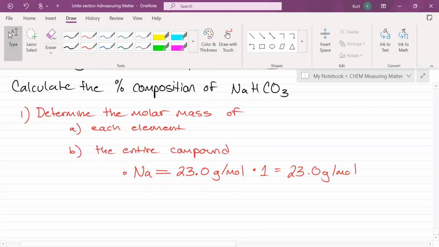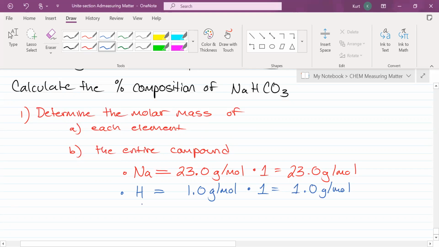Jade, what is the next element that you see in NaHCO3? Hydrogen. What is the molar mass of hydrogen? 1.0 grams per mole. How many hydrogens are there? Very good. So we'll just make that 1.0 grams per mole. Juliana, what is the next element that we see in this compound? Carbon. What is its molar mass? 12.0. You need to go to the tenths place. 12.0 grams per mole. How many carbon moles are there? 1. So we'll keep that at 12.